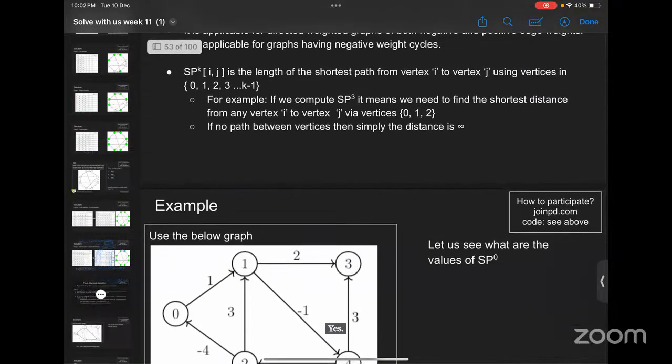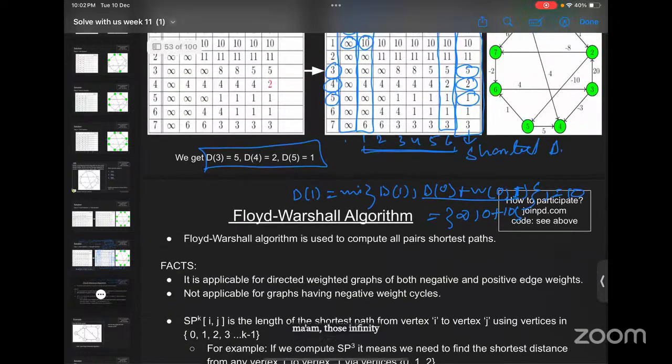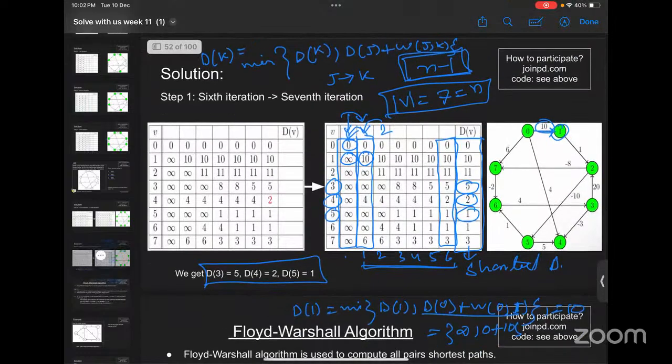Yes, ma'am. Any doubt? Yes, someone was asking something. Ma'am, what do those infinity symbols represent? They are infinite.